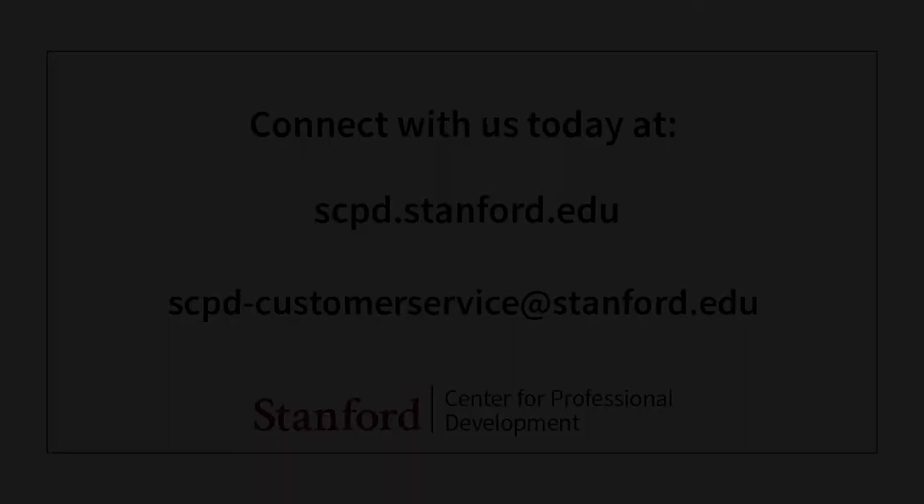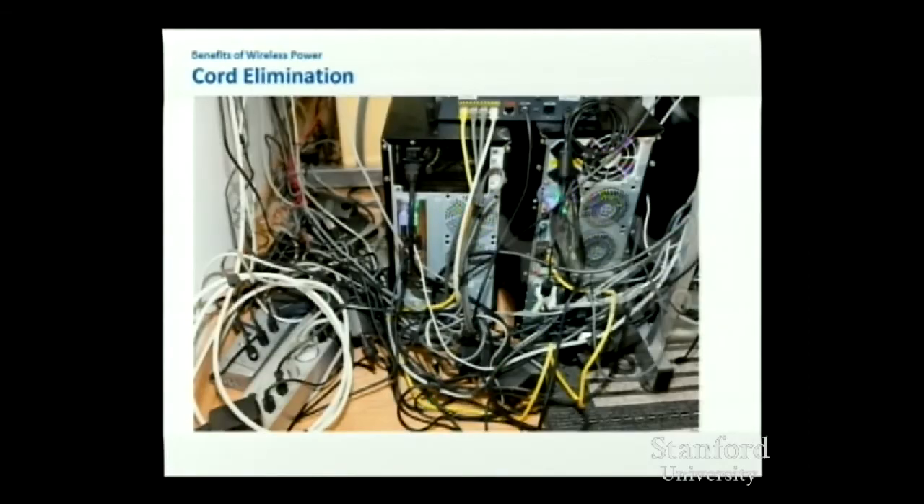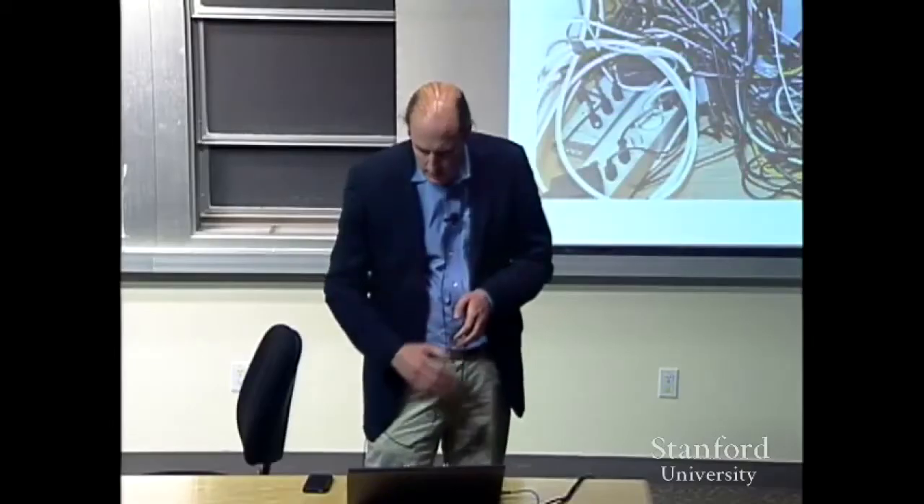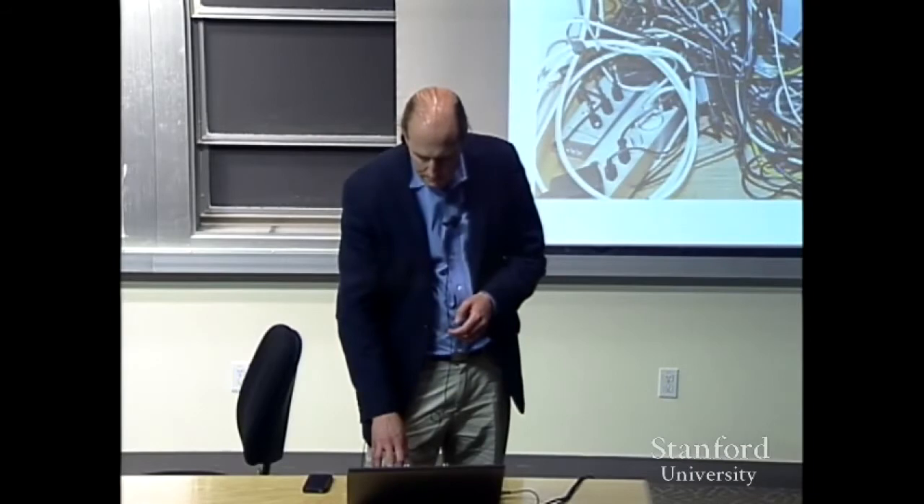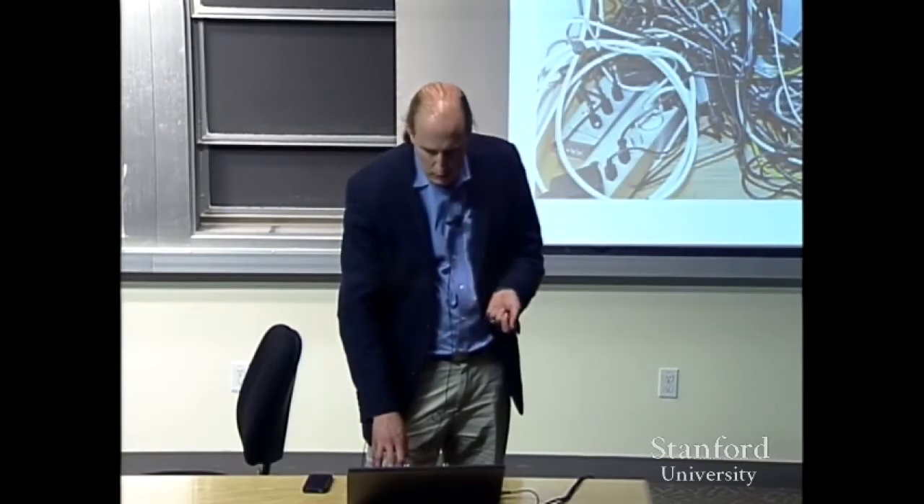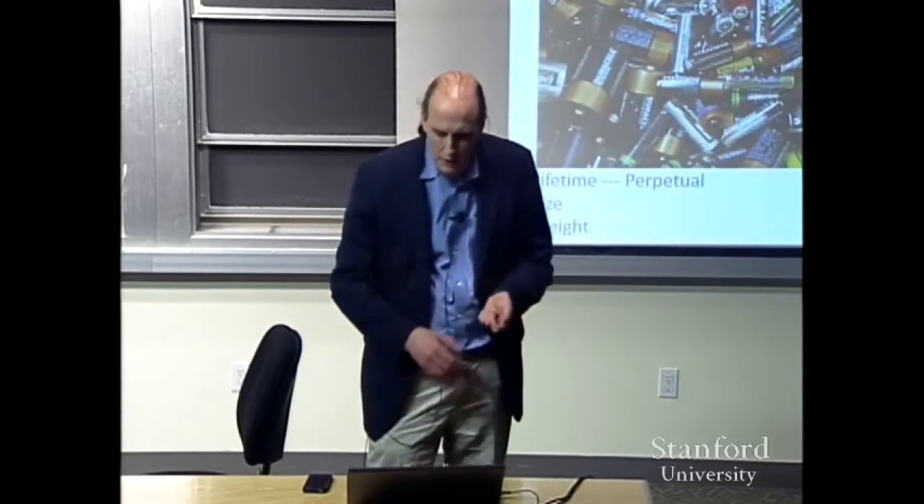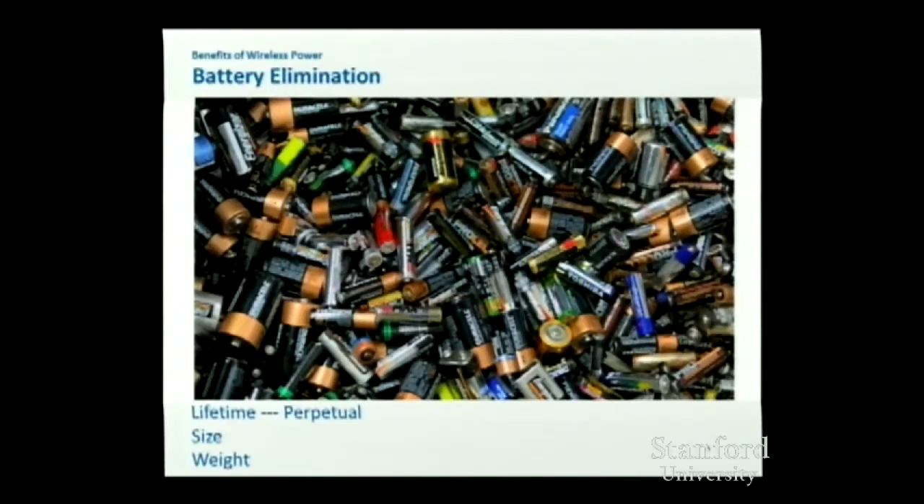...are kind of benefiting from different things. So one of them is cord elimination. So here's a mess of cords that you see. Obviously, wireless data can help eliminate quite a few cords, but it may not eliminate all of them. Of course, one way to eliminate the power cord, at least some of the time, is to use batteries. So battery elimination is another potential benefit of wireless power that works in some applications.